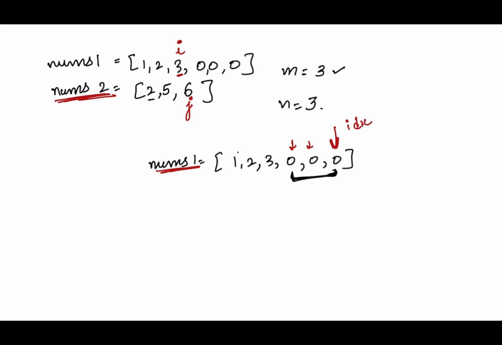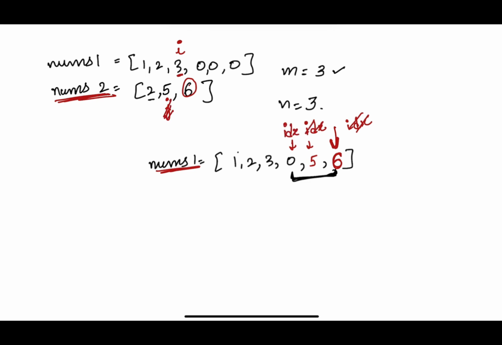Okay, अब 3 और 6 में से 6 is greater, then we will place 6 here, and then we'll decrement idx by 1. ठीक है. Now this j pointer will also be shifted by 1 to the left side. Now from 3 and 5, 5 is greater and it will be placed at this idx. So now 5 will be placed here and j will be decremented again by 1.